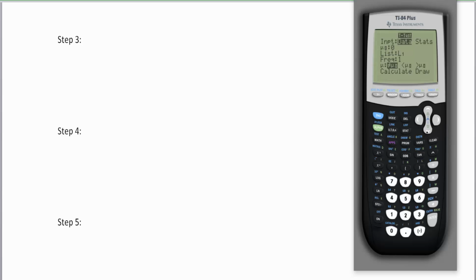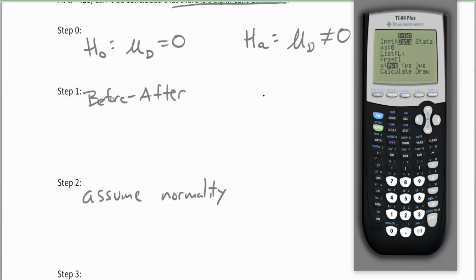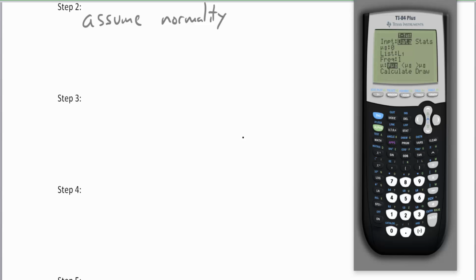The list is in list 1. The frequency is 1, and look at that. We want mu not equal to our null hypothesis right there. So again, I know it's basically taking that 0 and slapping it right there, but just match the symbol according to your alternative hypothesis.